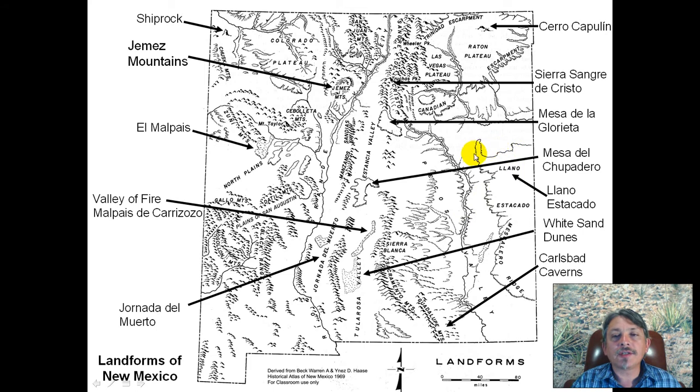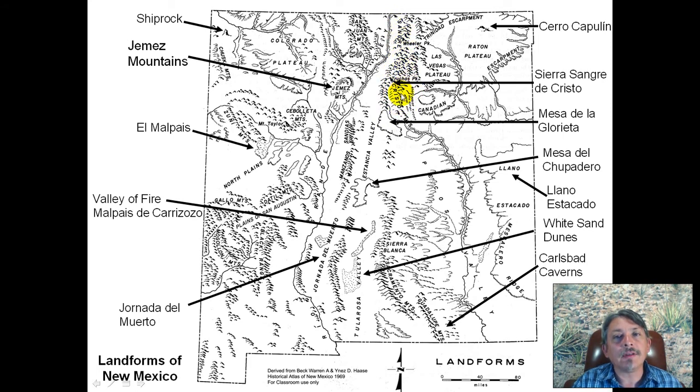In eastern New Mexico, there's this large area of Great Plain, very flat country and elevated, like a plateau. It's called the Llano Estacado, or Staked Plain. Right here is one of the largest mesas in the western United States. It's called the Mesa del Chupadero. Another extremely large mesa, a little bit larger I would say, is Mesa de la Glorieta, right here on the southern end of the Rocky Mountains, here named Sangre de Cristo, the Sangre de Cristo range.